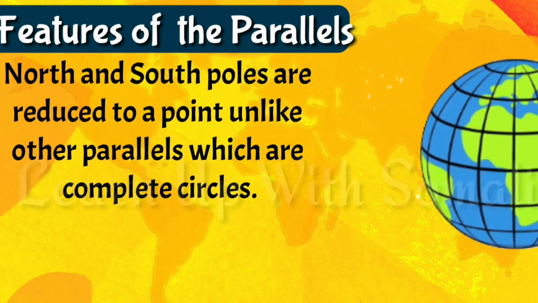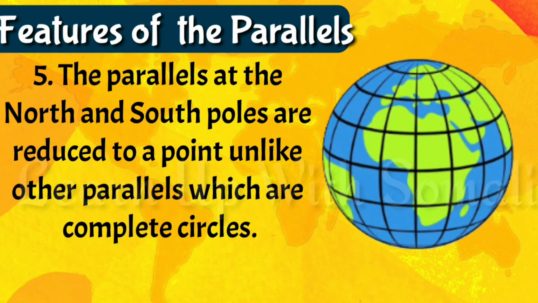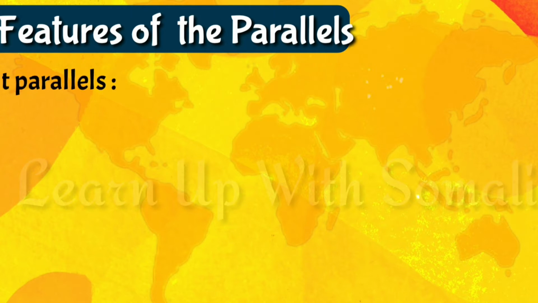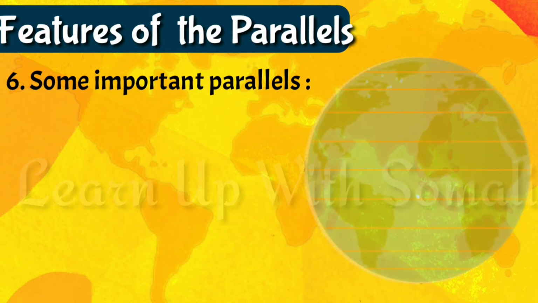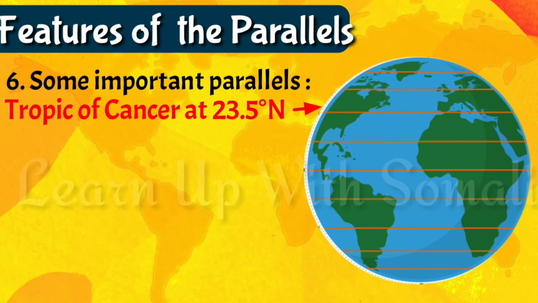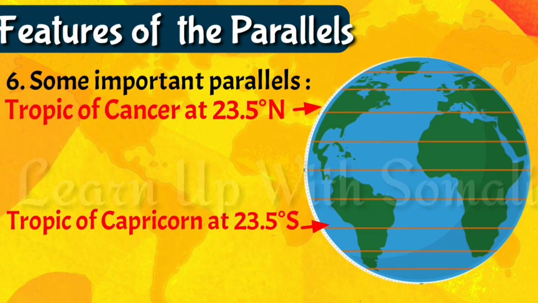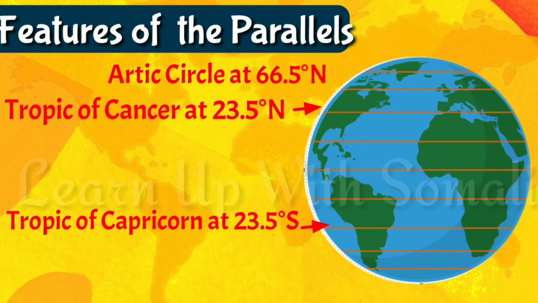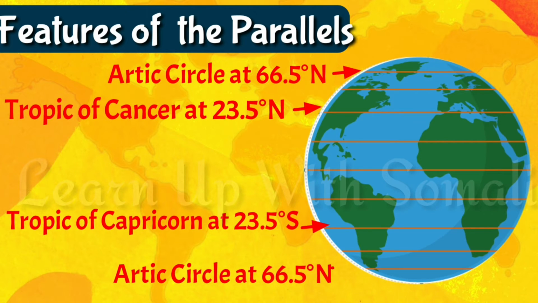Number 5. The parallels at the north and south poles are reduced to a point, unlike other parallels which are complete circles. Number 6. Some important parallels are Tropic of Cancer at 23.5 degree north, Tropic of Capricorn at 23.5 degree south, Arctic Circle at 66.5 degree north, and Antarctic Circle at 66.5 degree south.